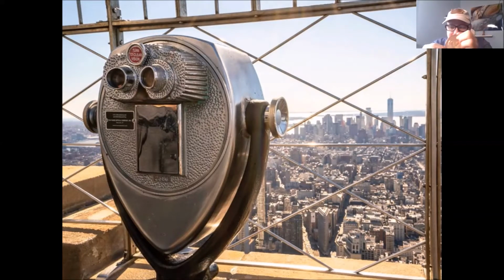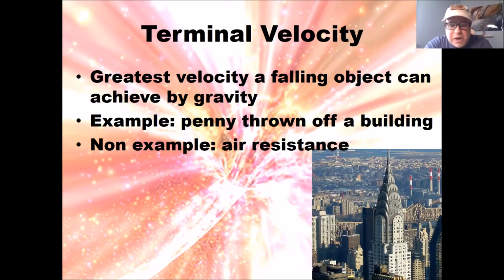So why is it that the penny, if it's falling faster and faster and faster, doesn't eventually stop? Well, it comes to our last vocabulary word of the day, terminal velocity. This is basically the greatest velocity that a falling object can achieve by gravity alone. If you take a penny and chuck it off the Empire State Building, the only thing that's going to make it move down is gravity, because you have to throw it out to get past the observation deck. Gravity is pushing it down, down, down. And sure, for the first couple floors, gravity is pushing it faster and faster and faster.